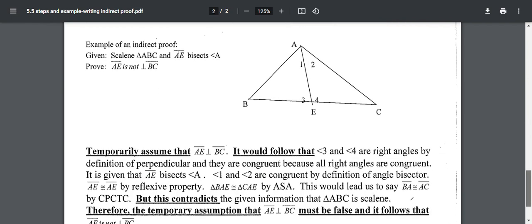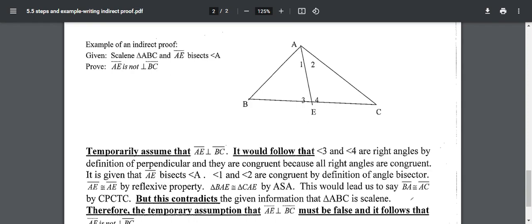All right, so we're going to temporarily assume that AE is perpendicular to BC. That means that angle 3 and angle 4, AEB and AEC, are right angles by the definition of perpendicular. Then all right angles are congruent, so 3 and 4 must be congruent. Also, it is given that AE bisects A. Therefore, angles 1 and 2 are congruent by the definition of angle bisector. AE is congruent to AE by the reflexive property. These are all things that we know must be true.